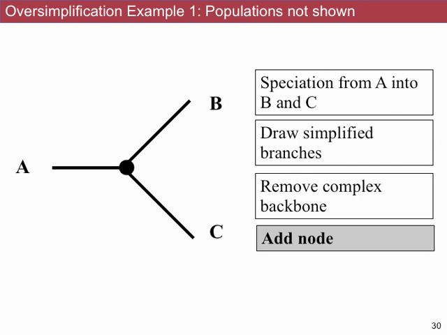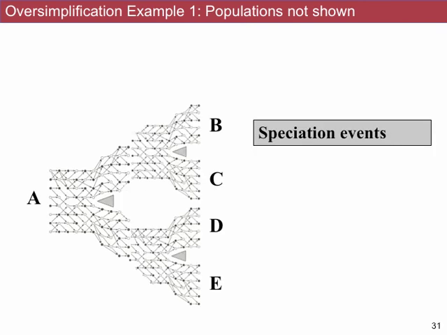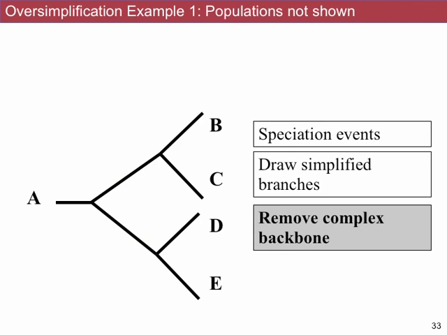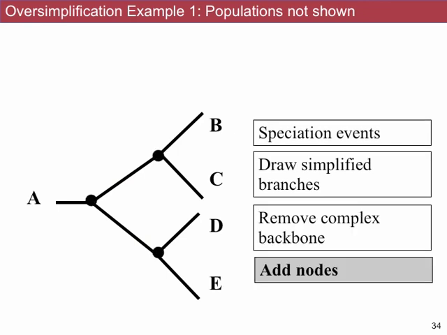So this can be extended to more and more species. If we have 4 species here, each of those have populations and their ancestors had populations. So we can draw those simplified branches on this entire population history, throw away the population history again, add nodes to this tree, and now we have a phylogenetic tree. But it is an oversimplification of the true history of those species. And this is going to be really important for some parts of the class when we talk about some complexities in phylogenetic history.